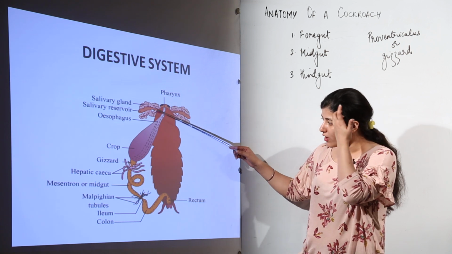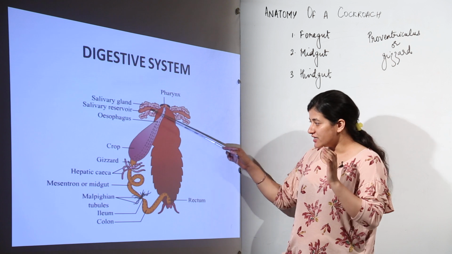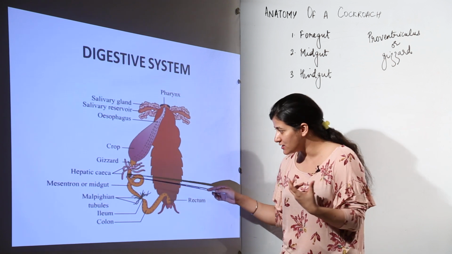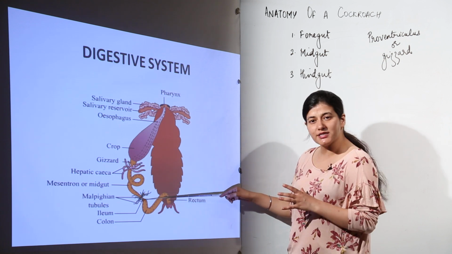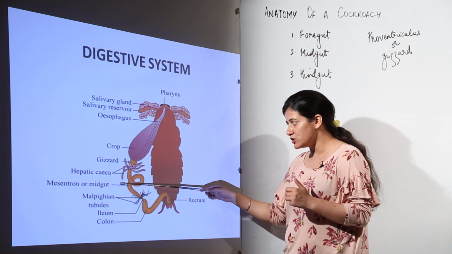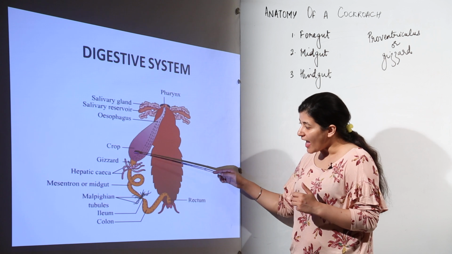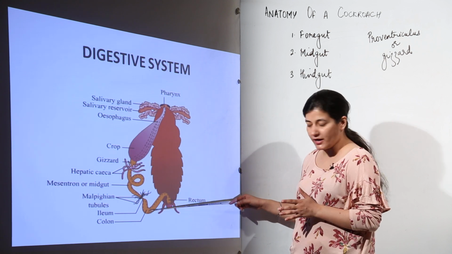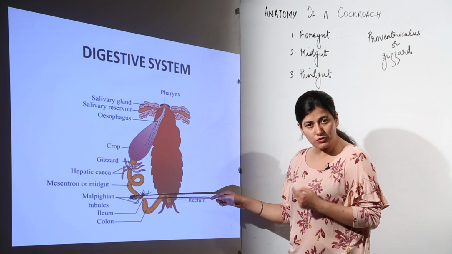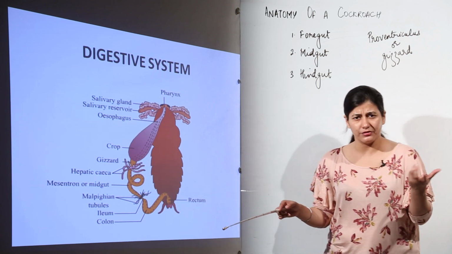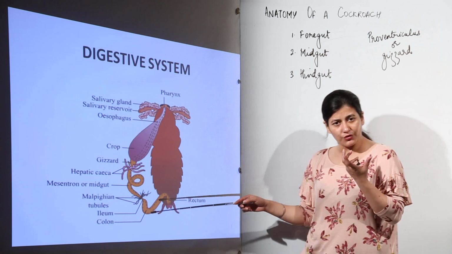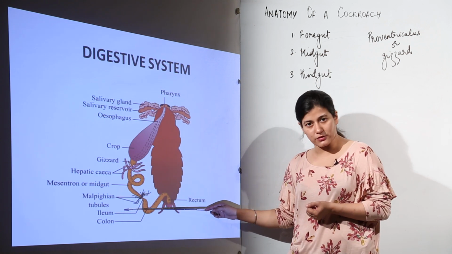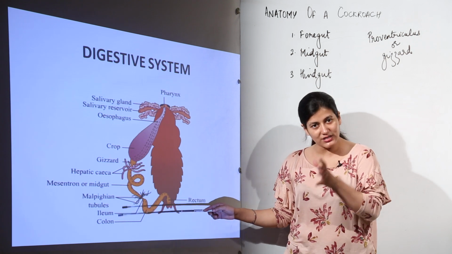So in the foregut, the food is being stored, passed, and masticated by the chitinous teeth. Further in the midgut, it is digested by the secretions from the hepatic caecae. When the midgut ends, at the junction of the midgut and the hindgut, there are Malpighian tubules, thread-like structures. They could be 100 to 150, and they are responsible for excretory purposes of the cockroach.